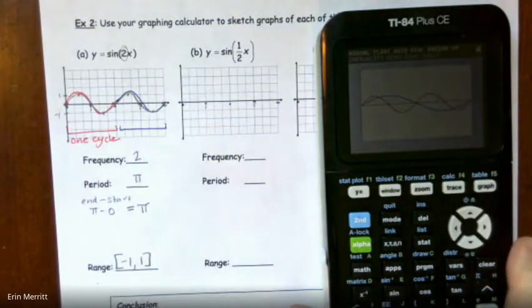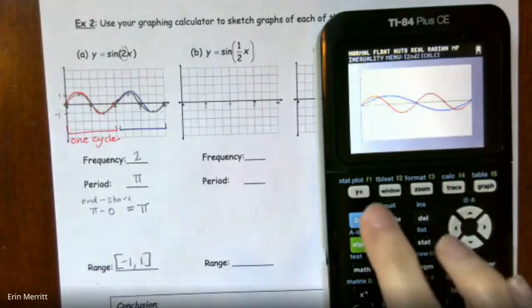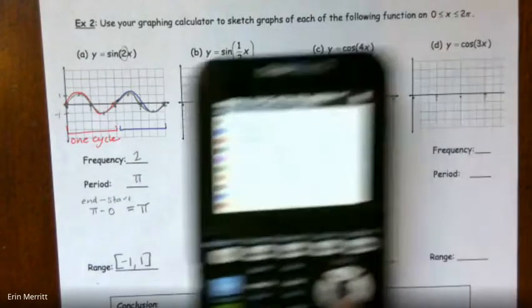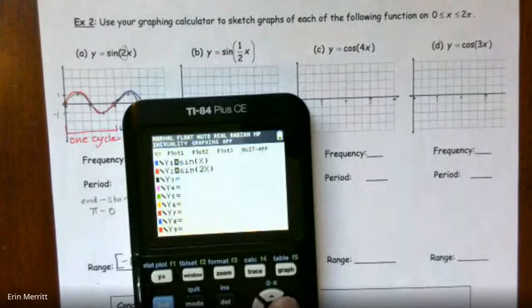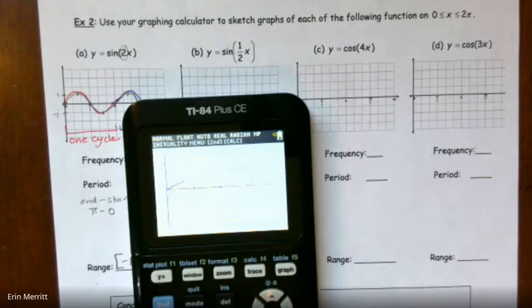Okay, let's take a look at the next one. I'm going to leave basic old sine in there. I think it's helpful to see the comparison. So I'm going to get rid of this one and change it to 1/2 x. All right. So remember, the first one is basic old sine.